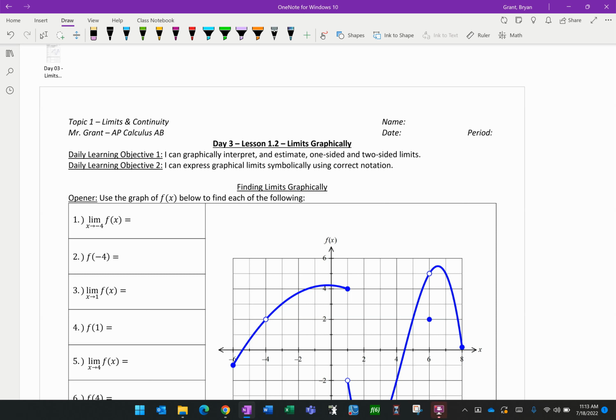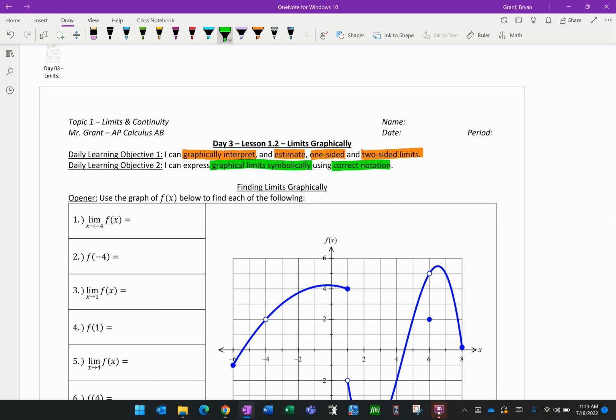This is our second lesson, lesson 1.2, in our first topic on limits and continuity. We have 2 daily learning objectives for today. The first is you're going to need to be able to graphically interpret and estimate one-sided and two-sided limits. A lot to unpack there, and we'll do that as we move throughout today. Secondly, you're going to need to be able to express graphical limits symbolically using correct notation.